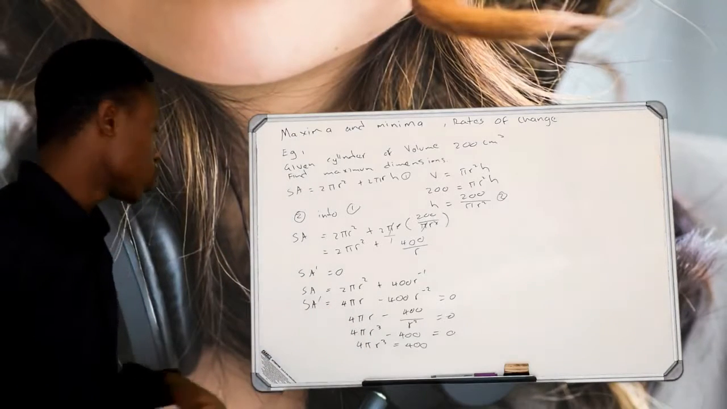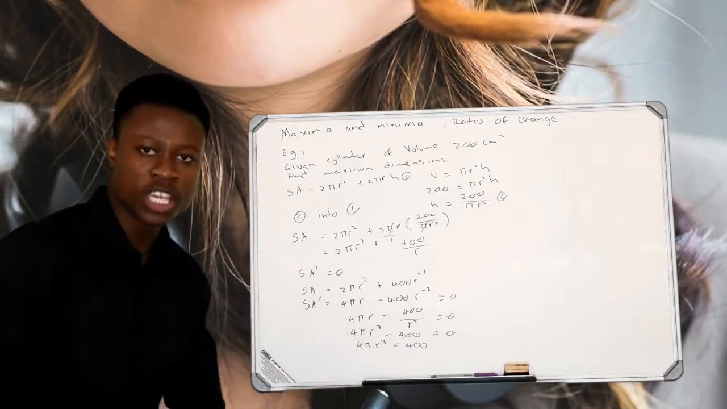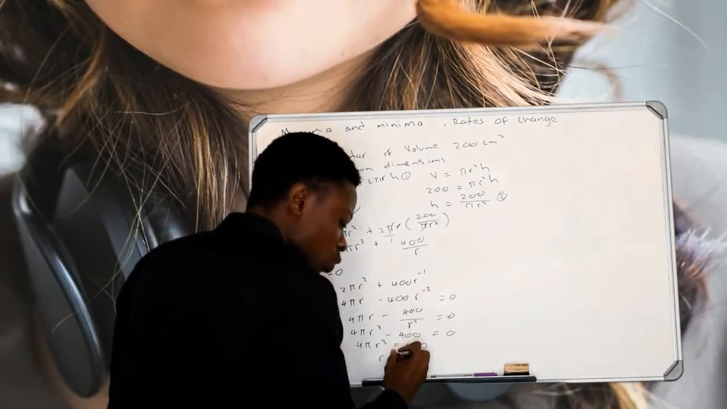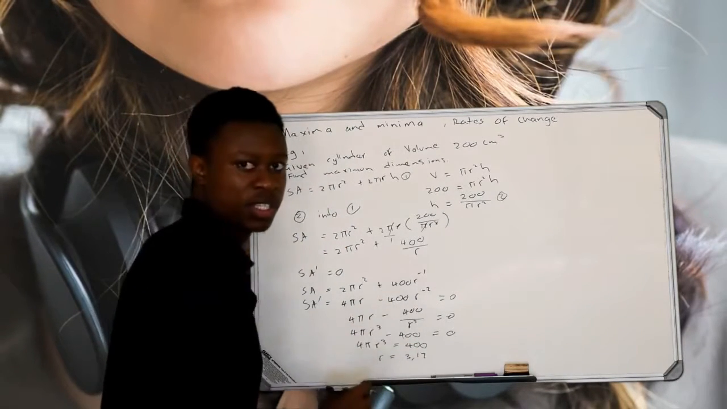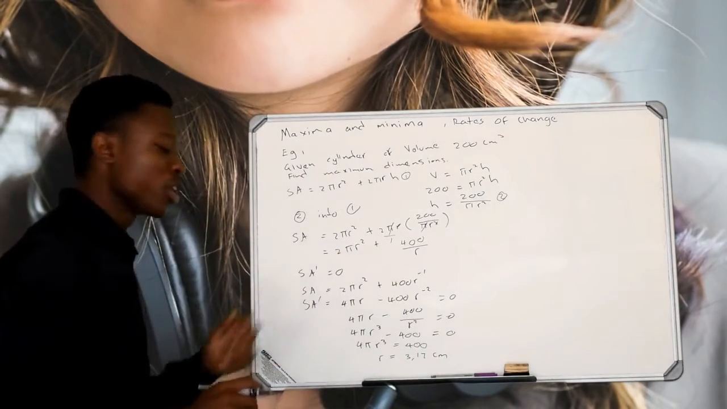This is easy now. So what do I do? Again, I take the 4 pi onto the other side, and then I cube root everything, right? So the answer for this will be r is equal to 3.17 centimeters. Remember units, right? Don't lose a mark for not putting your units on.